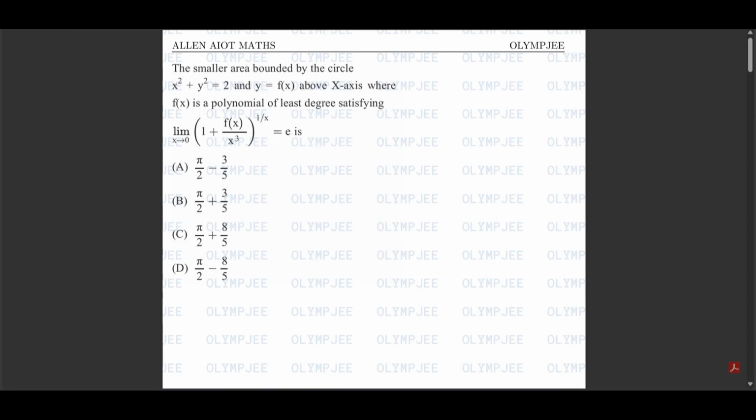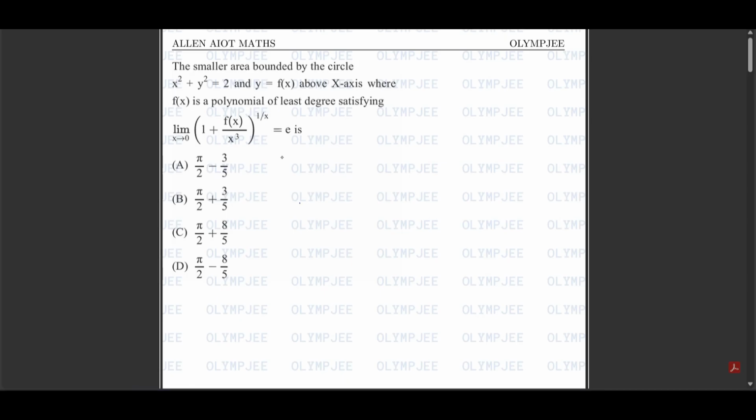So first let us analyze this relationship, because first we need to find f(x) so that we can find the area enclosed by these two functions. To find f(x), we will expand or analyze this relationship. So it is given that the limit x tending to 0 of (1 plus f(x) by x cube) raised to the power 1 by x is equal to e.